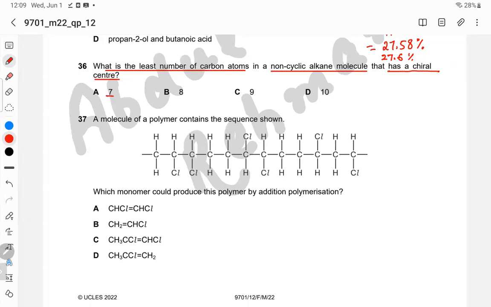So start with the least one, that is the 7. So work on it. If we are able to make a chiral structure with 7 carbon atoms, then it means it's a correct answer. So 1, 2, 3, 4, 5, right? So what if I place a hydrogen over here? Now how many carbons are left? 3 carbons.